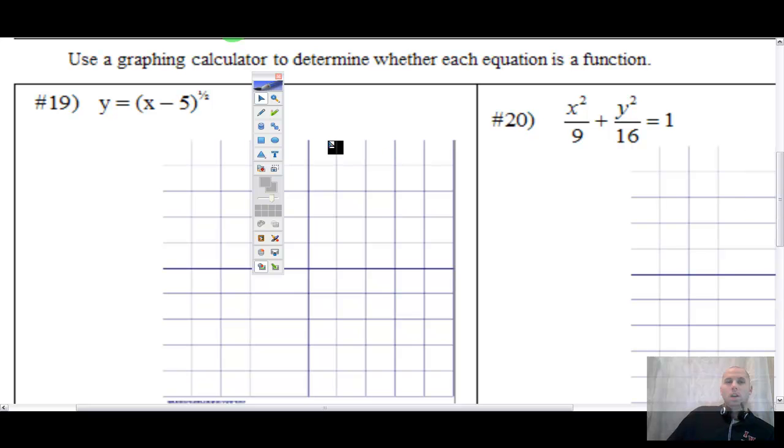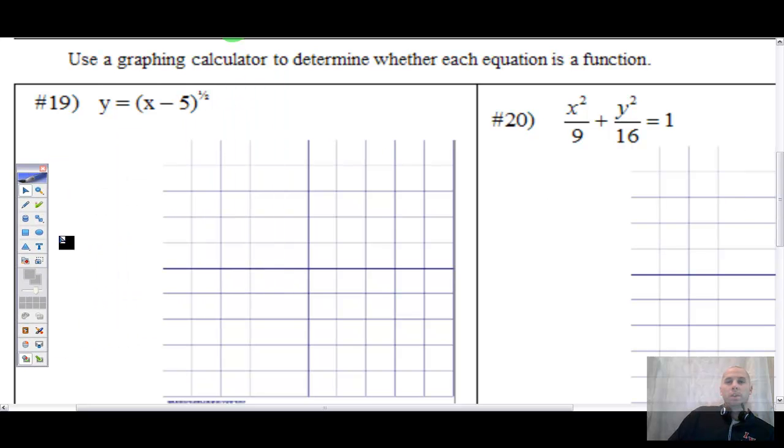Number 19, use a graphing calculator to determine whether each equation is a function. If you put this in your calculator, it's going to look something like this, where the x-intercept is 5. Notice, when I drew this, from looking at my calculator or from other reasons, I know where this graph is. I don't have to count 5 spaces to the right and draw it.